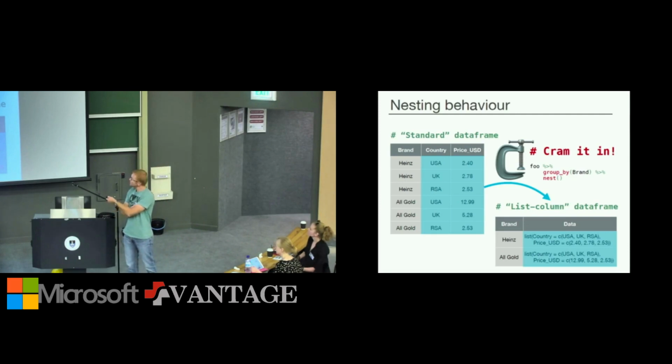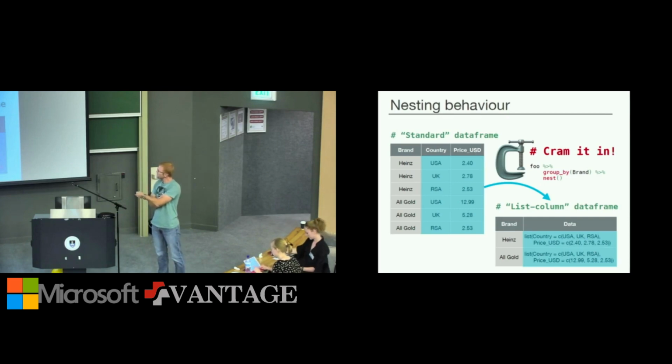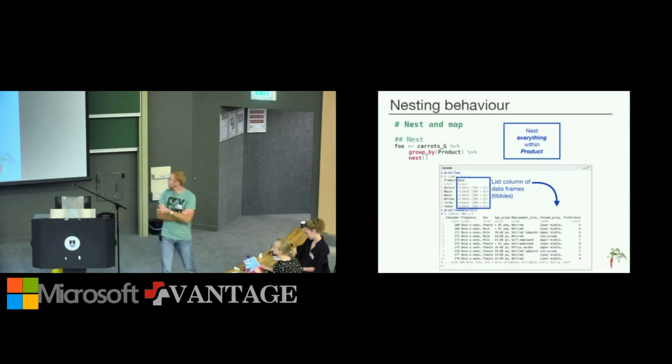But essentially, you take a data frame. In this case, I've got brands, Heinz versus All Gold, of tomato sauce, the country, and the price on Amazon. All you do is group it by a grouping variable, and then you nest it, and then you've got this nested data. So your data gets compressed into a smaller form, which can then be accessed through purrr, so that you can apply your function.